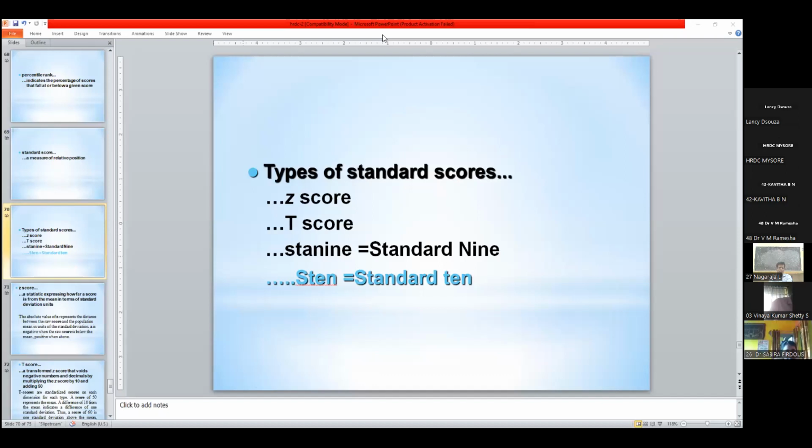Okay, so these are the four types of standard scores usually employed in describing data through descriptive statistics: Z score, T score, Stanine, and Sten. Stanine refers to standard 9, and Sten scores refer to standard 10 scores. So we start with the Z score.